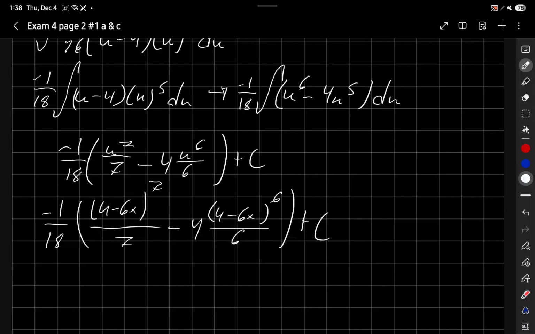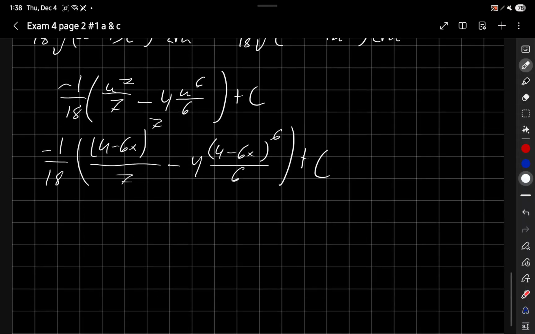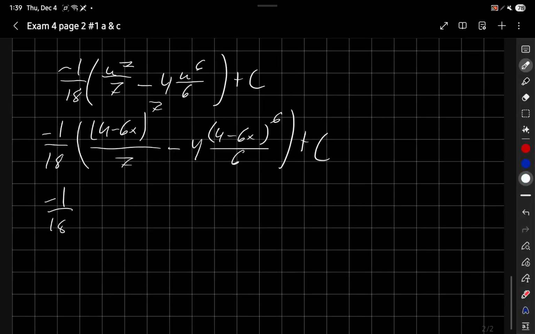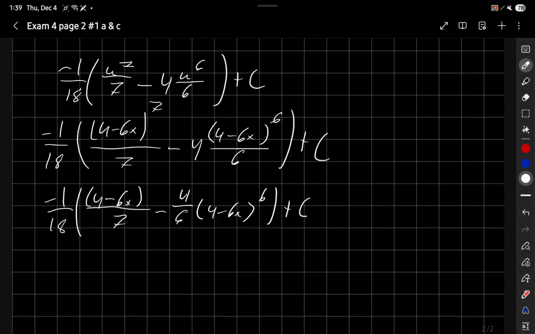Now, what we can do is we can just simplify all this. So this will become negative 1 over 18 times 4 minus 6x to the 7th over 7 minus, and then we're just going to move this into a fraction, 4 over 6 times 4 minus 6x to the 6th, plus c.